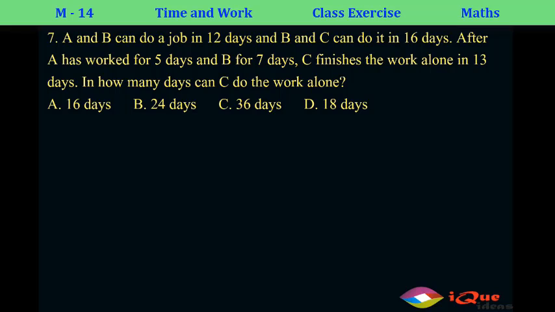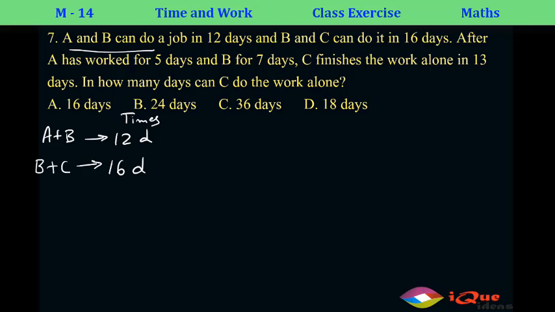Now this question says A and B can do a job in 12 days. Alright. So I'll repeat the same thing. A and B, 12 days. These are the times given. B and C, they can complete the work together in 16 days. But C and A combination is not given. So let's do one thing. At least 2 times are given.